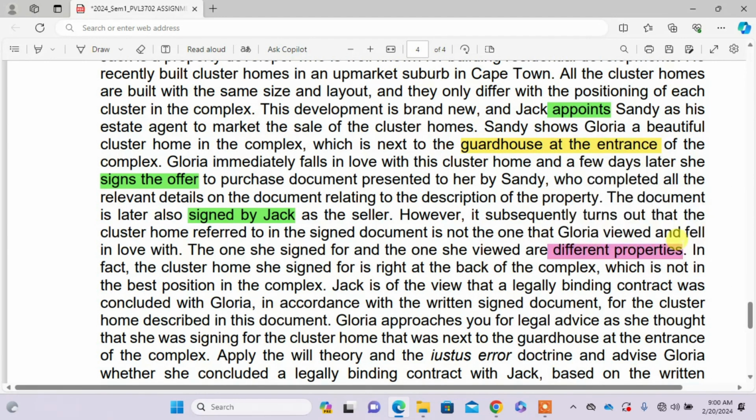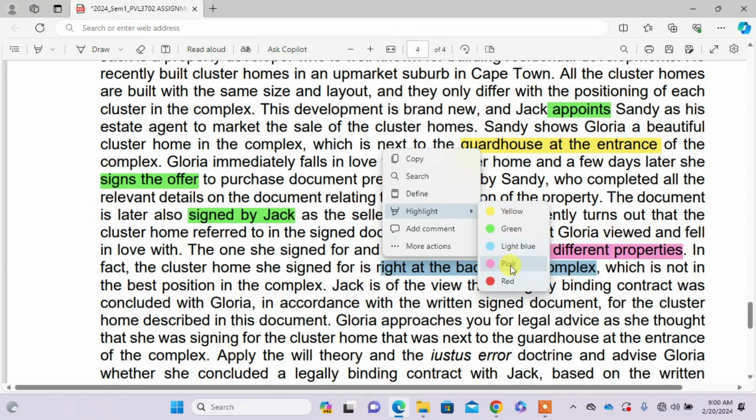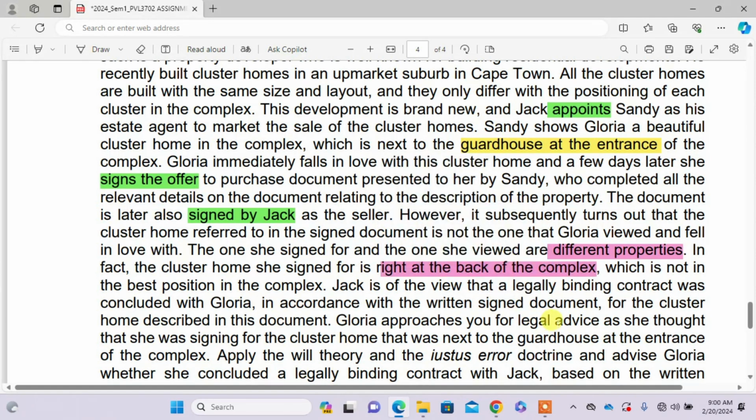Let's put it down in pink. Now she signed for a different property, while she's thinking that she's signing for the cluster home next to the guardhouse at the entrance. In fact, the cluster home she signed for is right at the back of the complex. Let's put this down: right at the back of the complex. So she has signed for a different property, which is not in the best position in the complex.